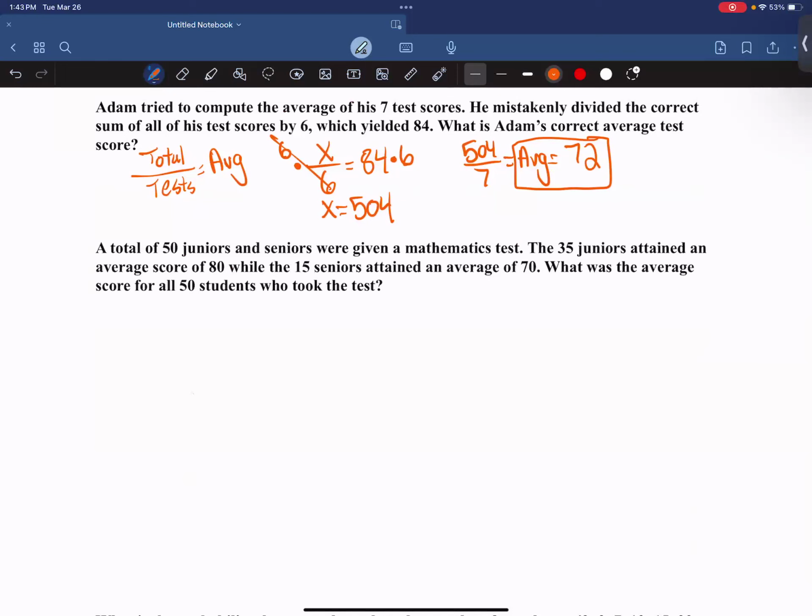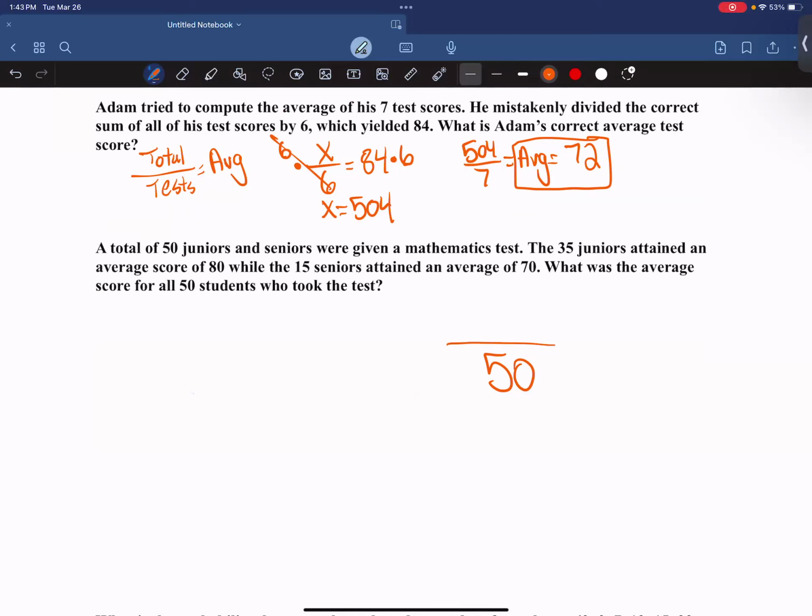All right, so now we have 35 juniors getting an average score of 80, and 15 seniors getting an average score of 70. What was the average for all 50 students? We know that we have a total of 50 students, but what we don't know is what their total scores were. So how do we find that?